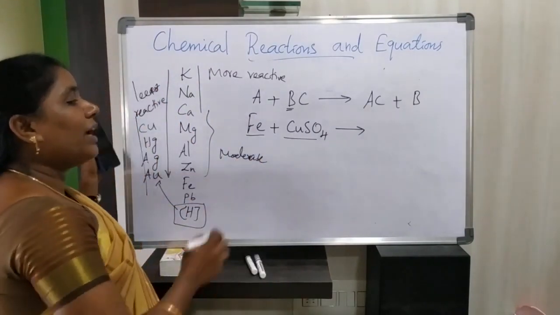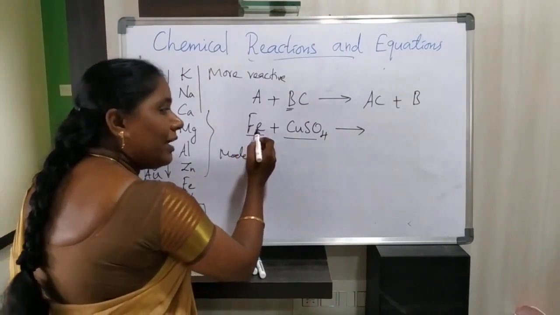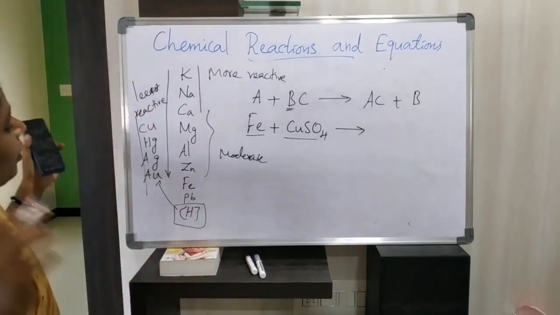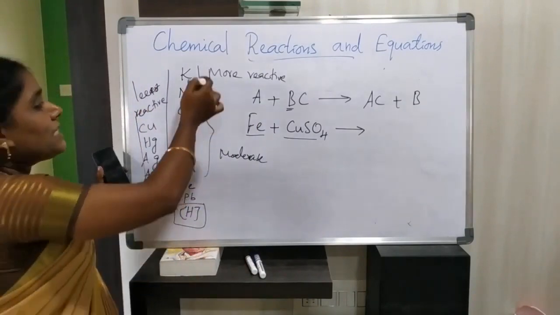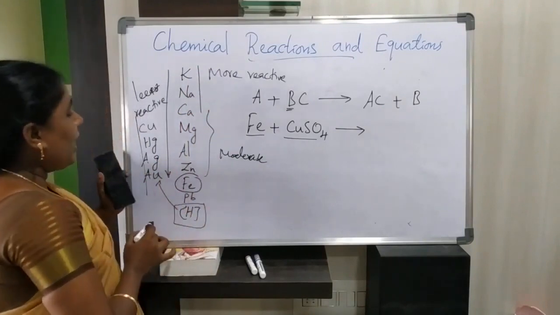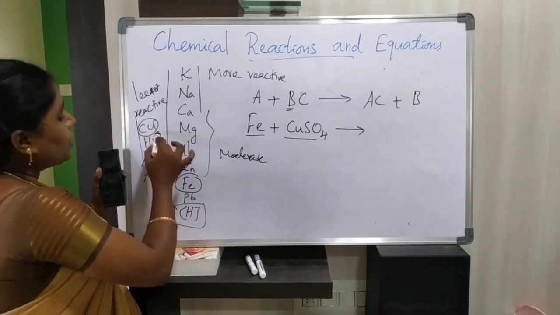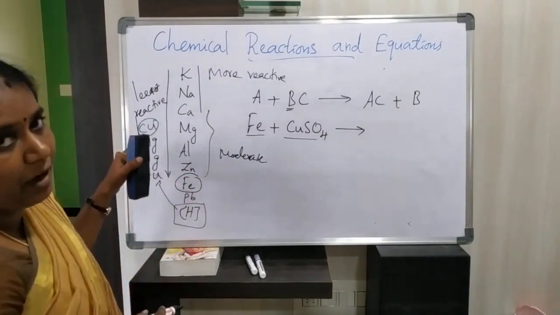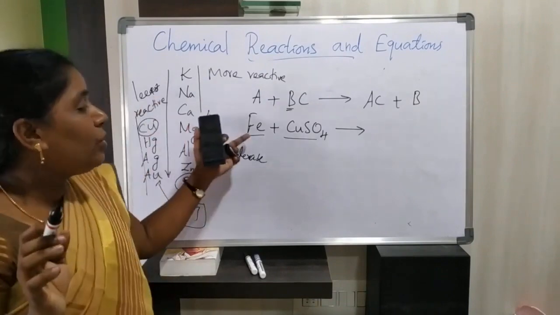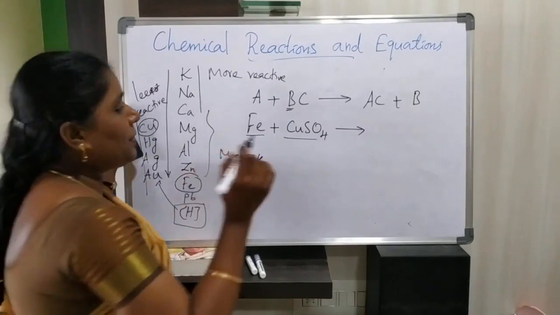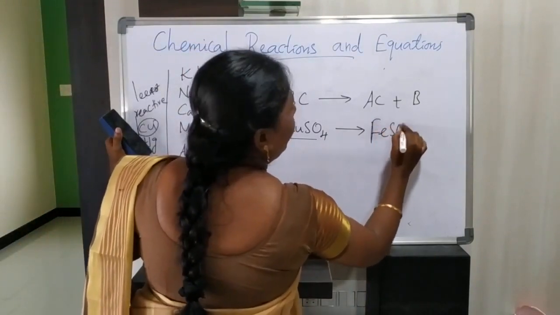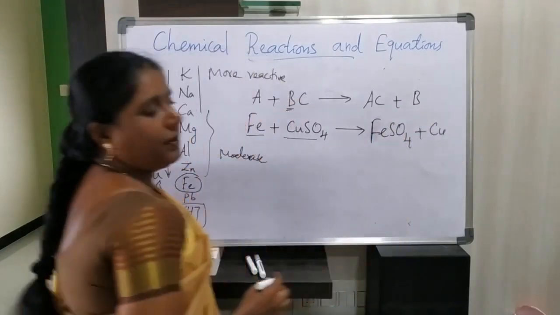This is the element, this is the salt solution. So generally what will you get? Iron combines with this copper sulfate. Here iron is more reactive than copper. How will you identify iron is more reactive than copper? See the reactivity series of metals. Where is iron? See, here is the iron. And where is copper? Here is the copper. So iron is placed before the copper, isn't it? So here iron is more reactive than copper. So this iron displaces copper from copper sulfate. So what will you get? We will get iron sulfate and copper.